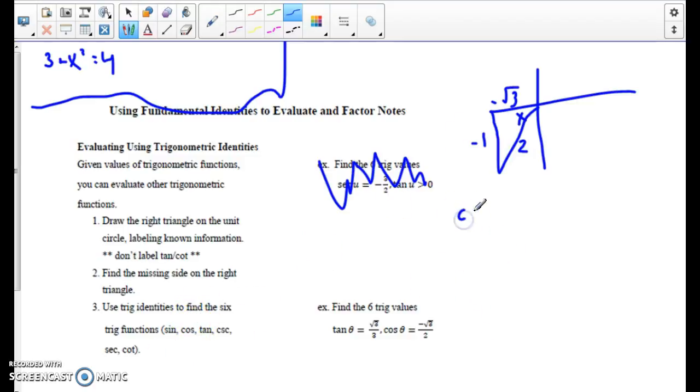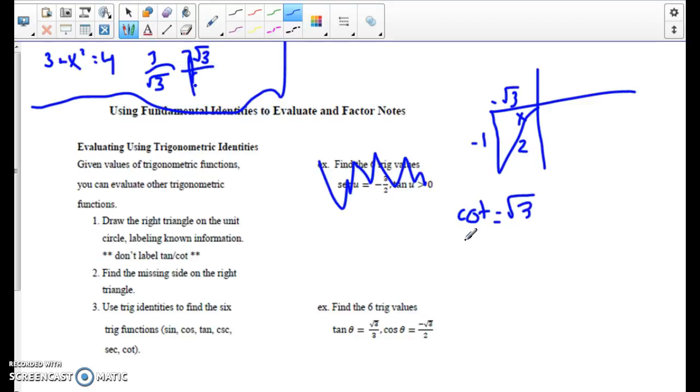Cotangent's going to be easy because cotangent is going to be the reciprocal of tangent. Workbox. 3 over root 3. When I flip it, rationalize the denominator, multiply both by root 3. I get 3 root 3 over 3. Notice the 3's cancel out. So now I get cotangent is equal to root 3.